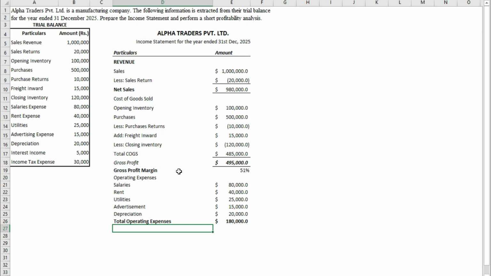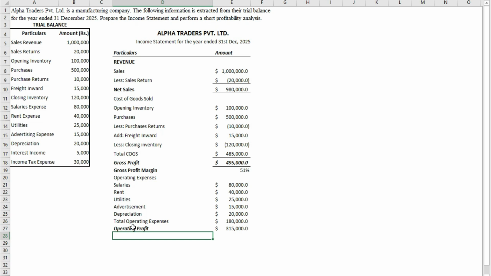Which is next? Yes, the operating profit. Now we'll find out the operating profit. Firstly, just make this bold, gross profit as well, make it italic, and yes, move on there. So we have the operating profit. How to find the operating profit is actually gross profit minus the operating expenses.